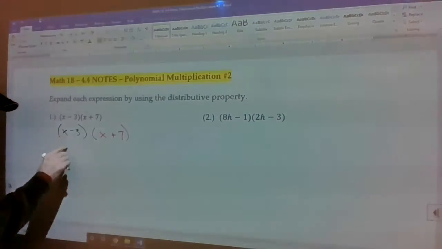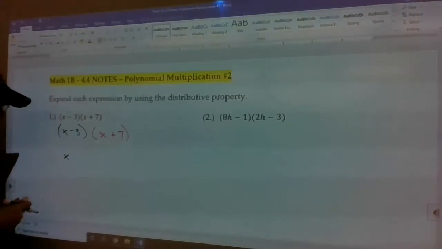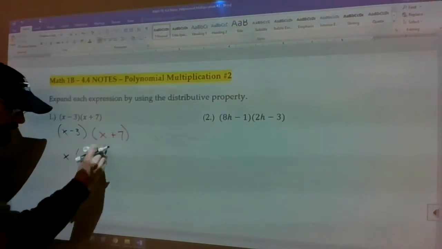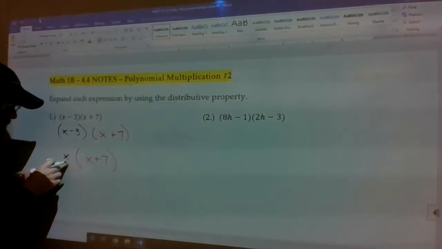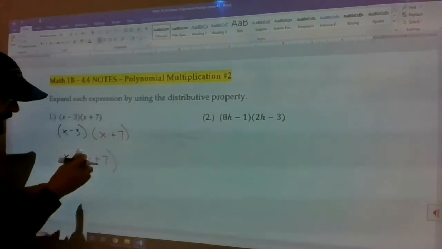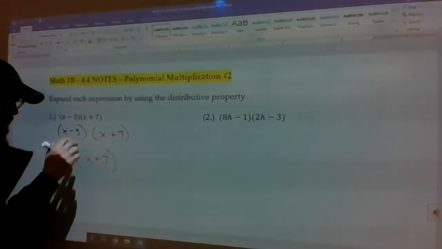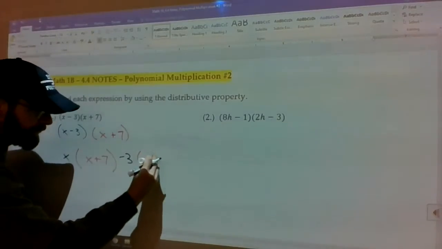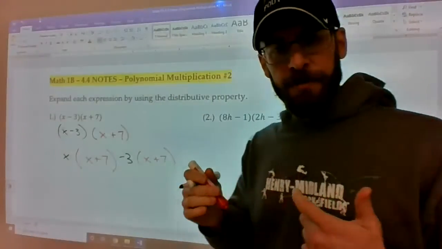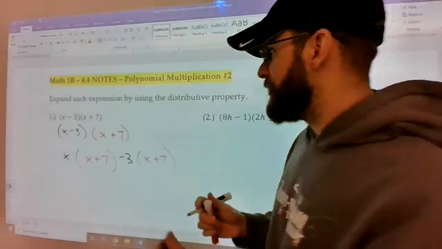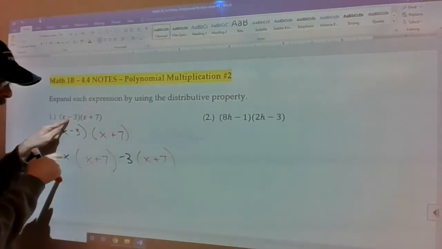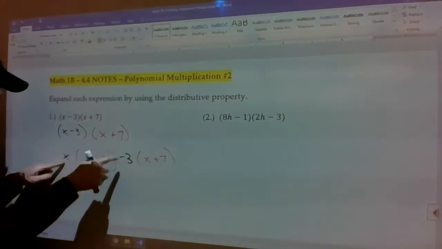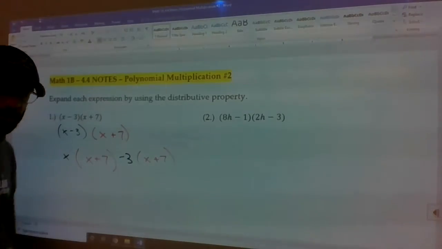What we've got to do is we need to take this x and multiply it by the red x and the plus 7, okay? So this black x term needs to multiply by both red terms here. Similarly, this negative 3 also needs to be multiplied by both the red terms. So your first step towards multiplying a binomial times a binomial, things that have multiple terms inside separated by a minus or a plus, you need to rewrite it twice, okay? And then use the distributive property.